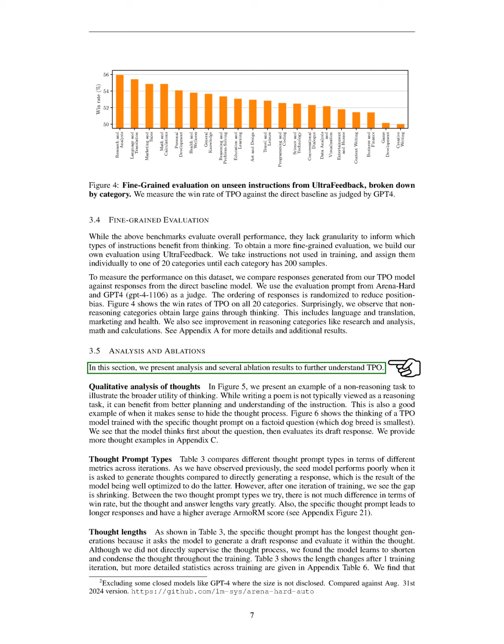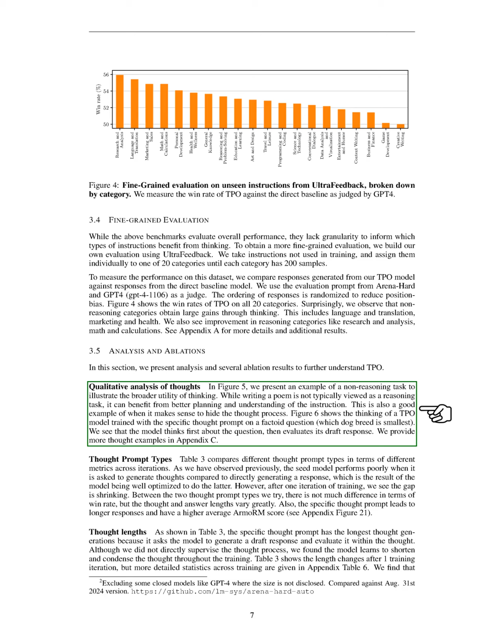We also conducted qualitative analyses to better understand TPO. For instance, we illustrate how thinking can enhance tasks like poetry writing, which typically isn't seen as a reasoning task. We provide examples of the model's thought process, showing how it evaluates its responses. We compared different thought prompt types and found that while the seed model struggles with generating thoughts, this gap narrows after just one training iteration. Although the win rates between thought prompt types are similar, the specific thought prompts lead to longer responses and higher evaluation scores.